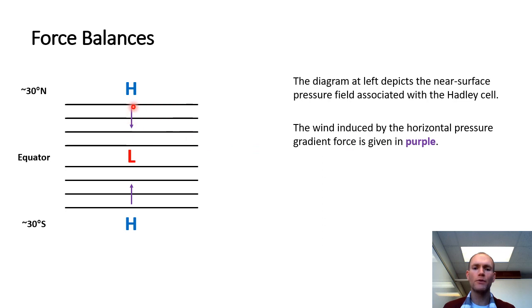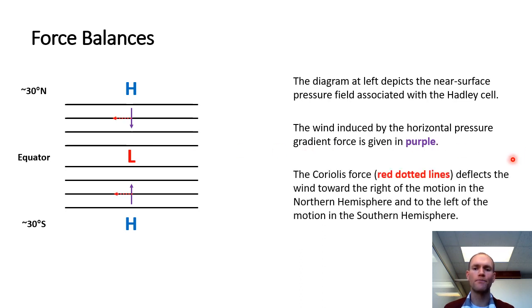We add in our purple arrows once again to depict the wind induced by the horizontal pressure gradient force from high toward low in both hemispheres. So this is bringing the air from the subtropics toward the equator in both the northern and the southern hemispheres. The Coriolis force then acts on this pressure gradient force. So initially the wind is exclusively from high toward low, but then the Coriolis force, which is 90 degrees to the right of the wind in the northern hemisphere and 90 degrees to the left of the wind in the southern hemisphere, directs this toward the west, so from east to west, given by the red dotted lines that I've added here.